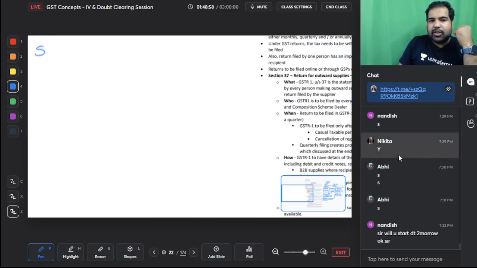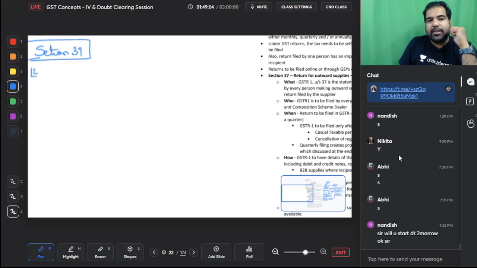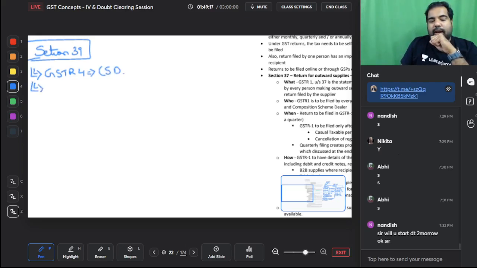Guys, we are still in section 39 only. I told you composition scheme dealers wake up 4 times because they will file something called GSTR4. This is to be filed by composition scheme dealers, GSTR4, by 30th April after the year ends. Yes, so they don't have to file anything during the year. And that's why this scheme is easy. Only they have to pay every quarter.